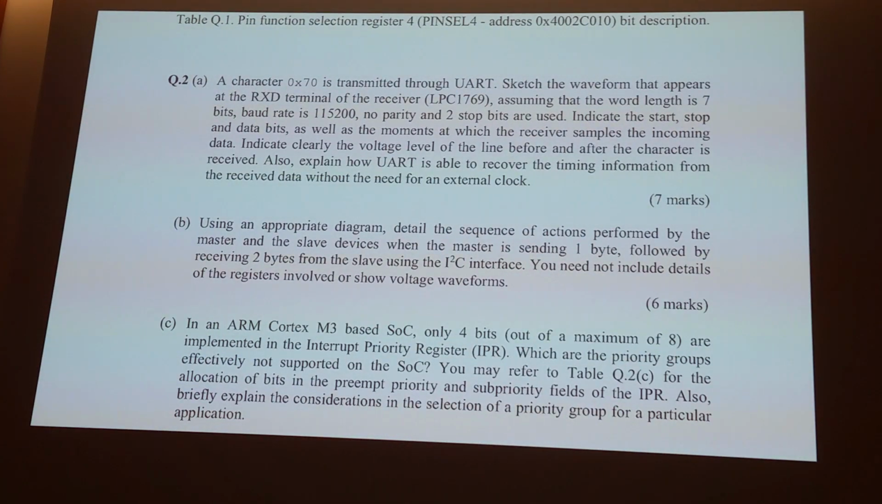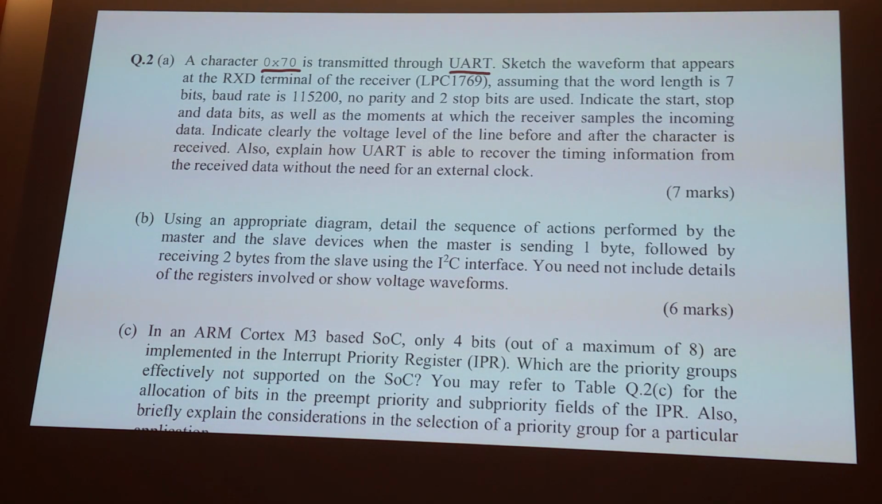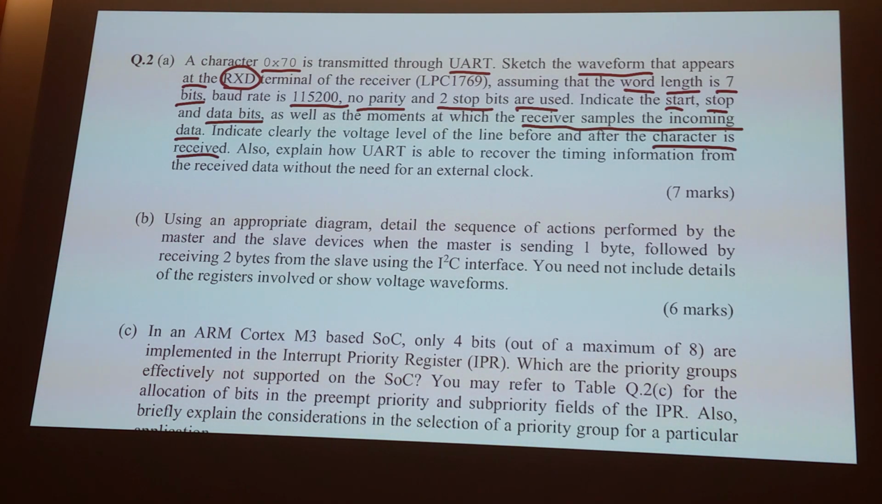Then question 2. Any questions? Okay, question 2. A character 0x70 is transmitted through UART. Sketch the waveform that appears at the RXD terminal of the receiver, assuming that the word length is 7, the baud rate is 115200, no parity, and 2 stop bits are used. Indicate the start, stop, and data bits as well as the moment at which the receiver samples the incoming data. Indicate clearly the voltage level of the line before and after the character is received. Also explain how UART is able to recover the timing information from the received data without the need of an external clock.